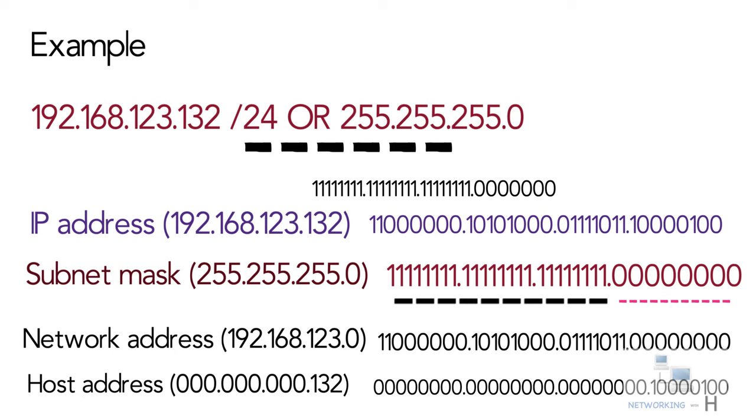So now you know from this example, with a /24 subnet mask, the network ID is 192.168.123.0 and the host address is 132.